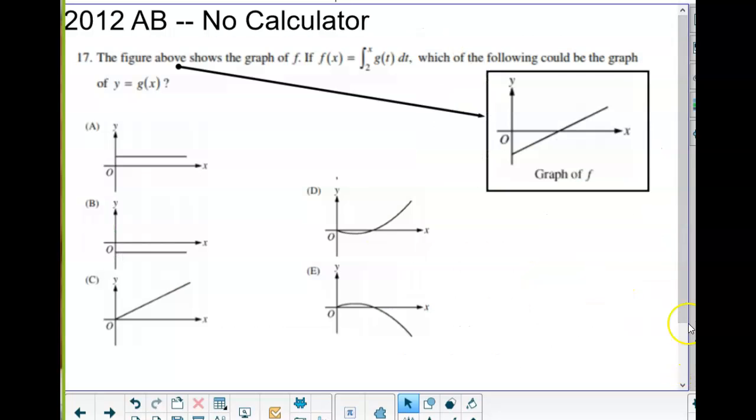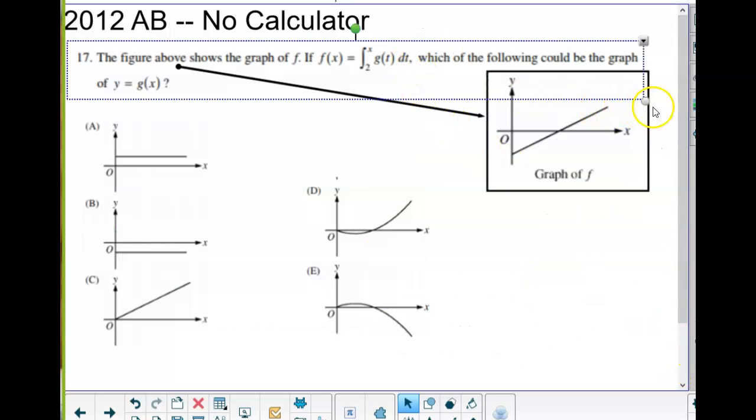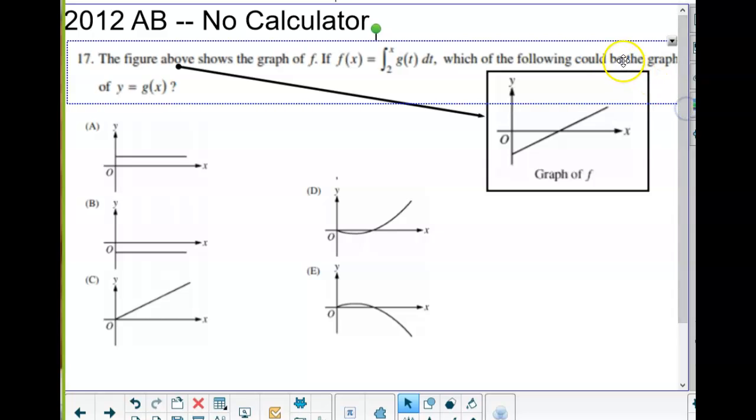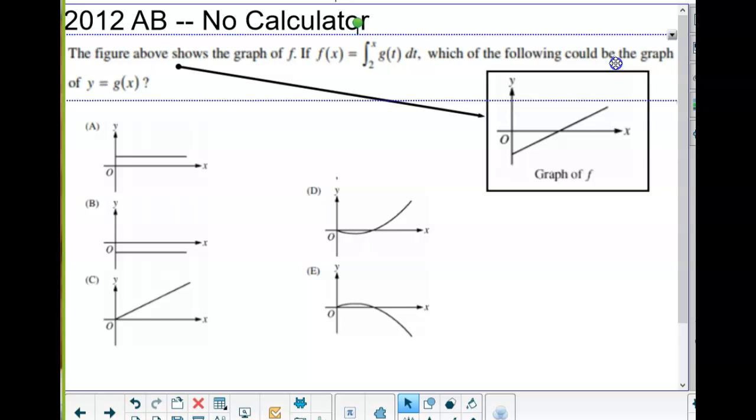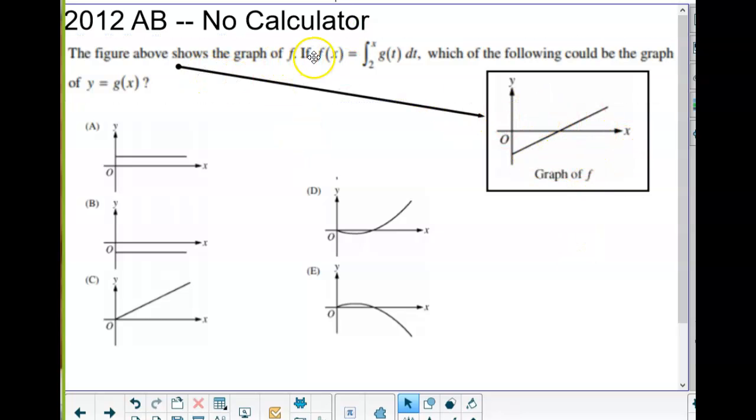Okay. So now I'd like you guys to try this one. Similar concept, just worded a little differently. The figure right here, so here's the graph of f. If you know that f is the same as the integral from 2 to x of g of t, which of the following could be the graph of g?